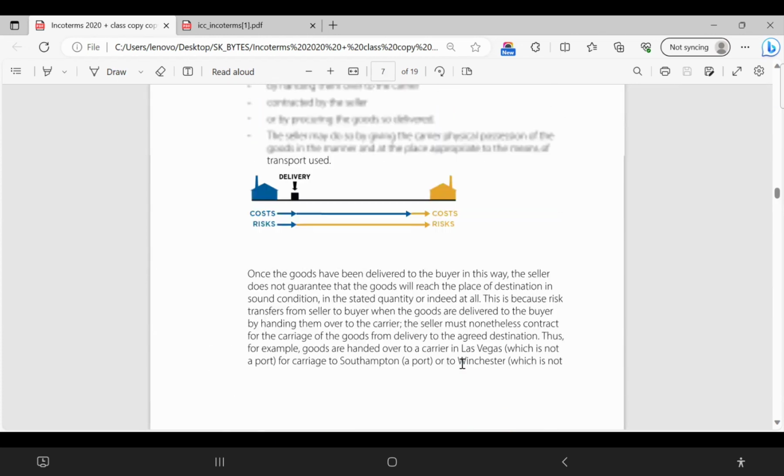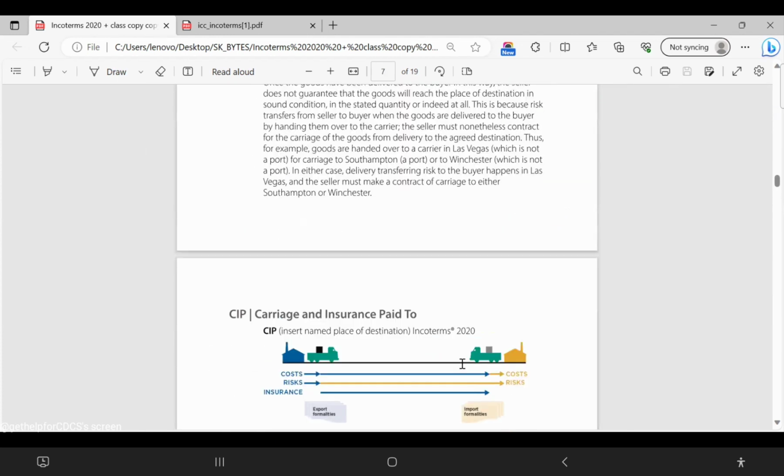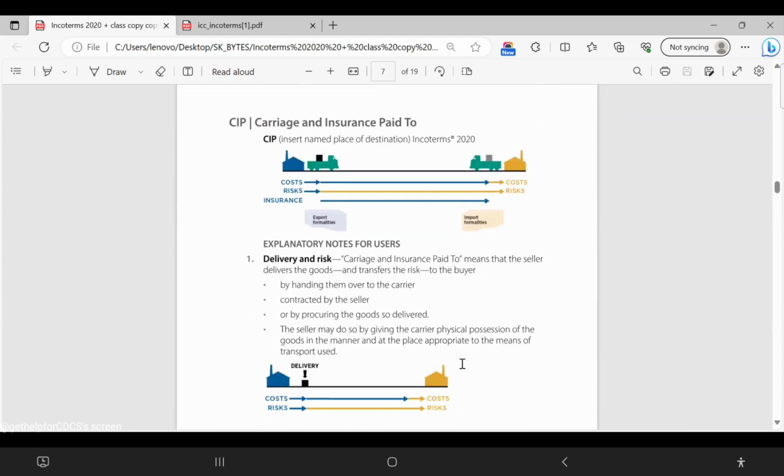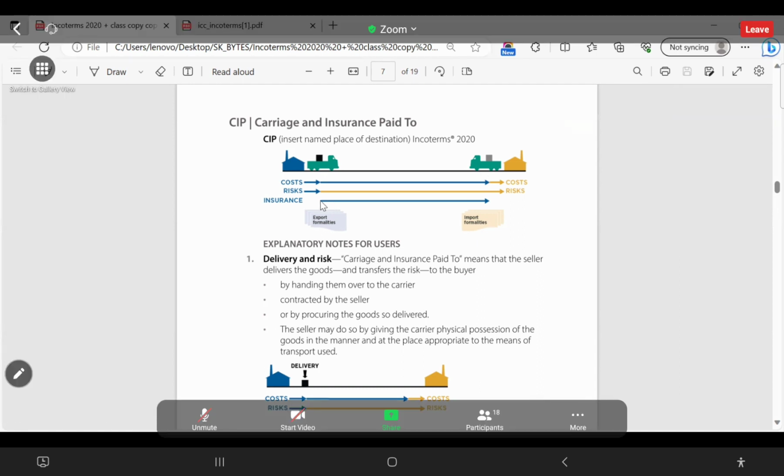Any doubt here? CIP? So from CPT to CIP, only insurance is added. Remaining all things are the same: export formalities, import formalities, delivery, the transfer of risk, everything is the same. In addition to contracting carriage, he will also be contracting and paying for insurance.